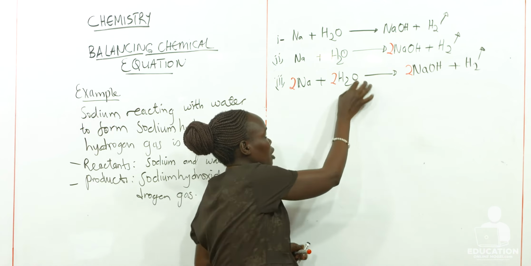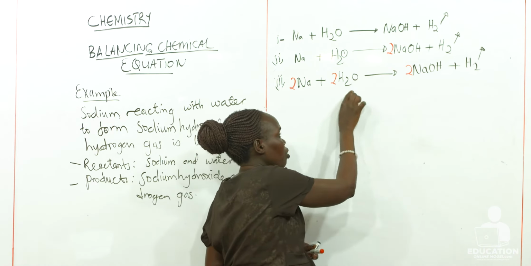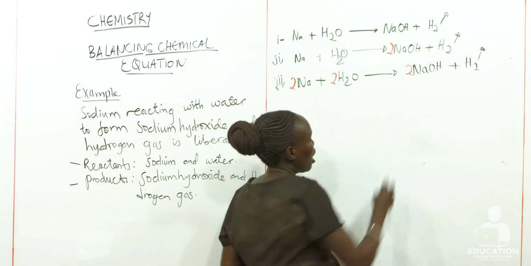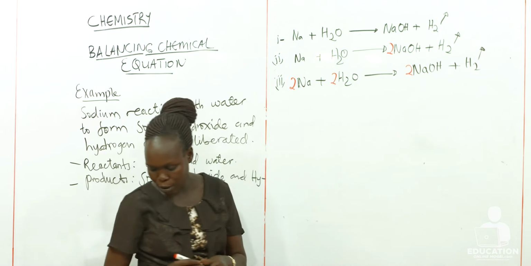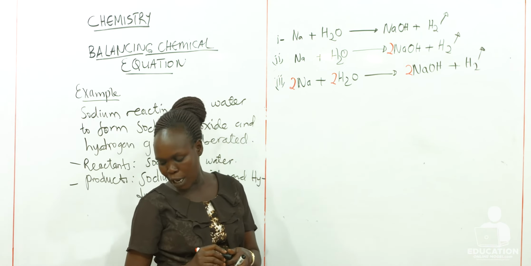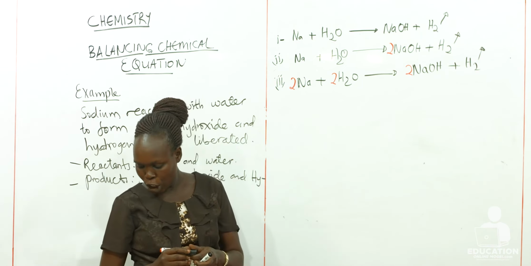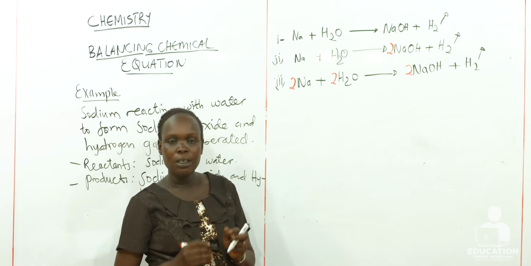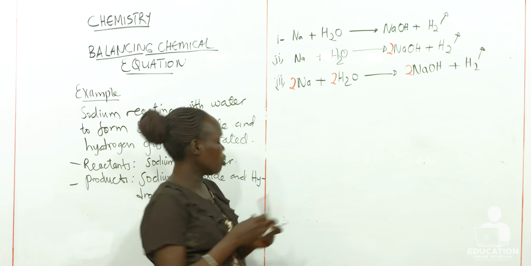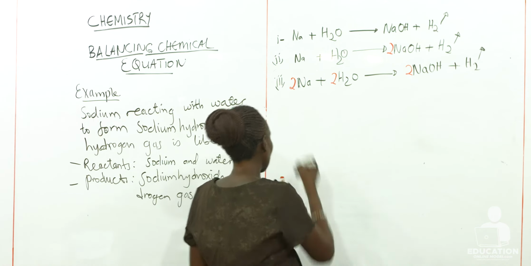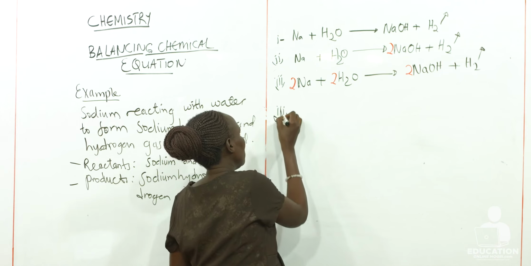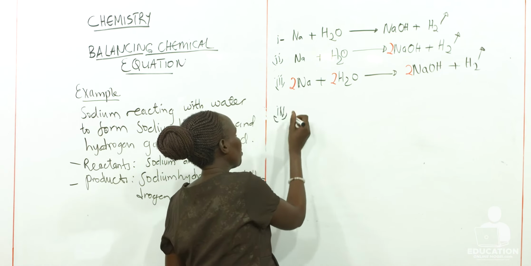Do we have any other atom? Yes, we have oxygen. Oxygen here, we have also 2 atoms. And here also we have 2 atoms of oxygen. So in this case, we have a balanced chemical equation. Now we write down the physical state symbols. So we go to the next step and we put down the physical state symbols.